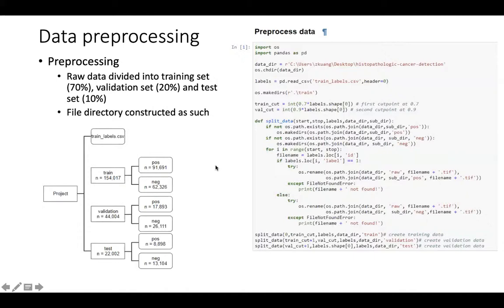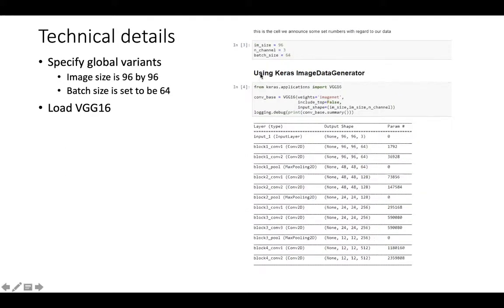After all that operation, our file directory should look like this. We have the project, the training folder, the validation data folder, and the testing data folder, and each of them would have a positive and negative subfolder. Here are the number of cases we have in each of the folders. Then we are ready to specify some global variables. Here we tell the machine the image size is 96, there are 3 channels in each of the images, and the batch size we're using is 64.